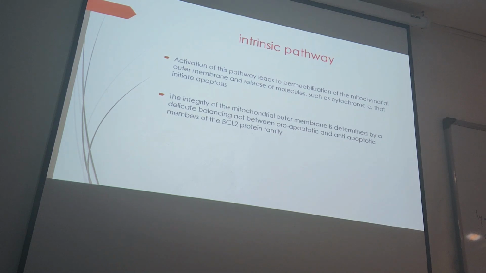Now about the intrinsic pathway. Activation of this pathway leads to permeabilization of the mitochondrial outer membrane and release of some molecules like cytochrome C. Cytochrome C initiates the apoptosis. And now we know that the integrity of the mitochondrial outer membrane is determined by a balance between pro-apoptotic and anti-apoptotic members of the BCL2 family.